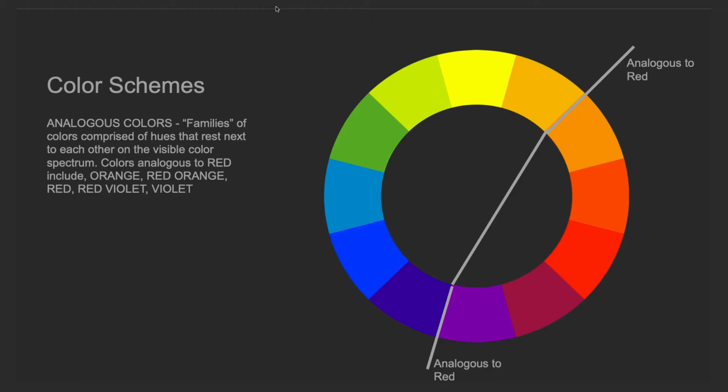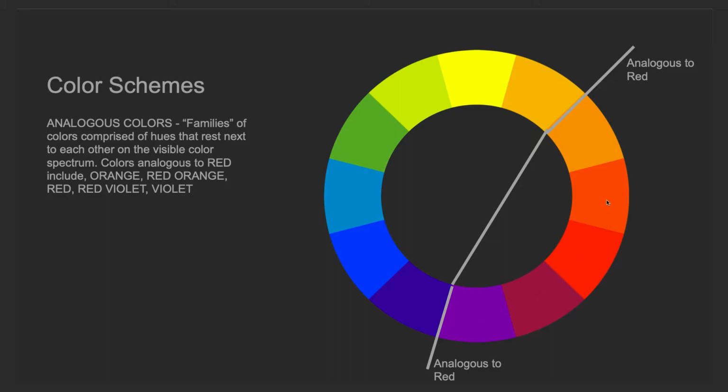Analogous colors. Select any tile on the color wheel, and the colors and the tiles particularly next to it are part of that color's family. So this image shows colors analogous to red. We have red here, our primary color, and we have red-violet and violet. You cannot make violet without using red. Red is part of it.